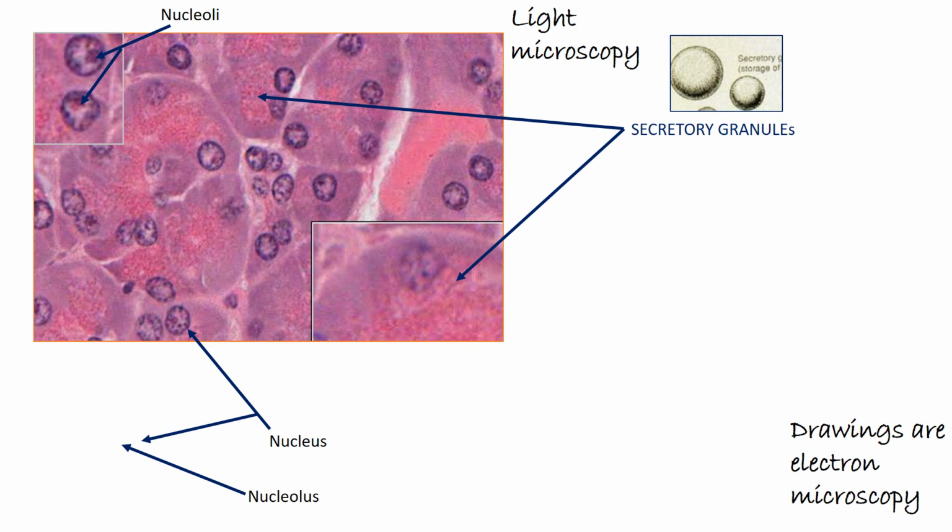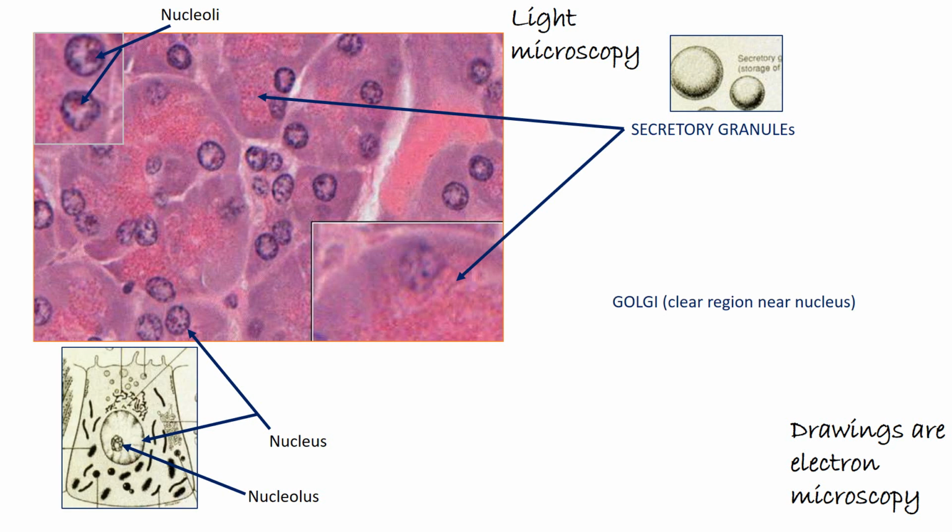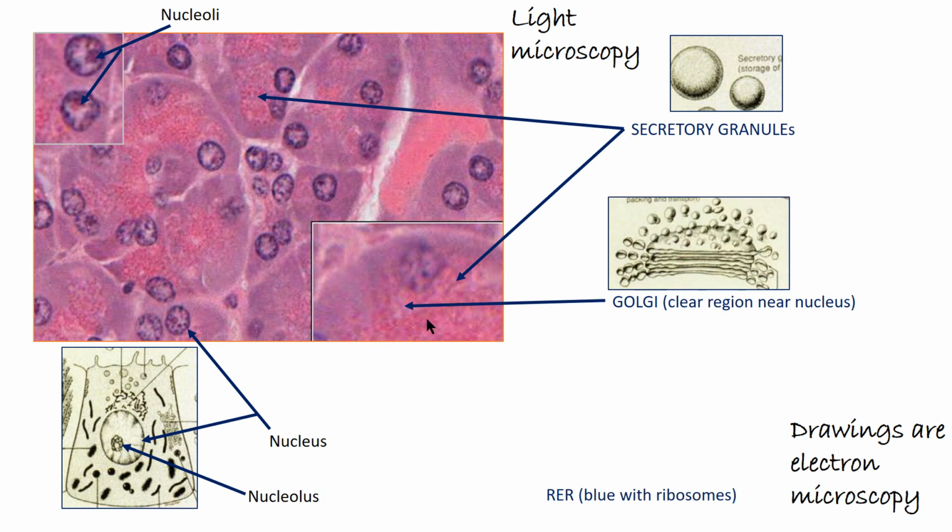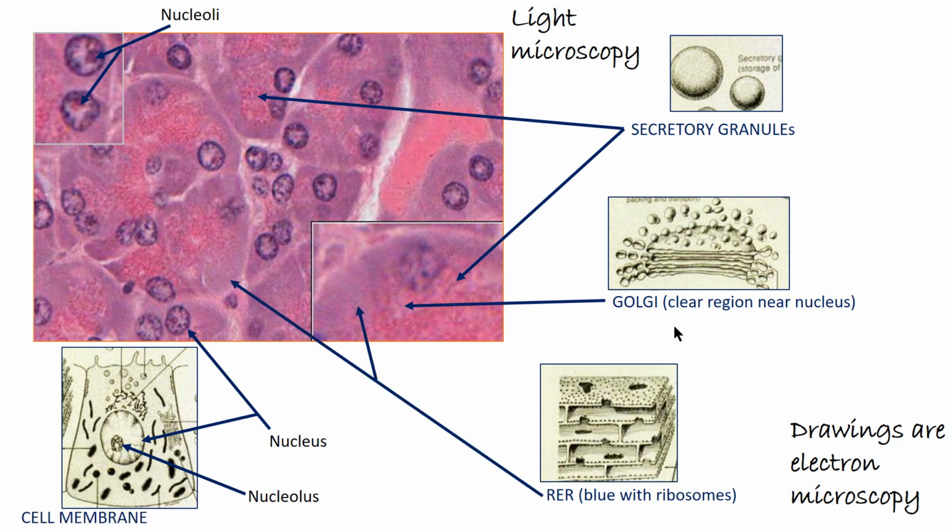Now, if we look at the cells at the light microscopic level, we can see the secretory granules here. You can see these granules here. You can't see the membrane around it, but you can see the granules there. Those are secretory granules, which is the inclusion. We also see a lighter area there right around the nucleus, and that's the Golgi apparatus, usually a clear region that you can see at the light microscopic level.